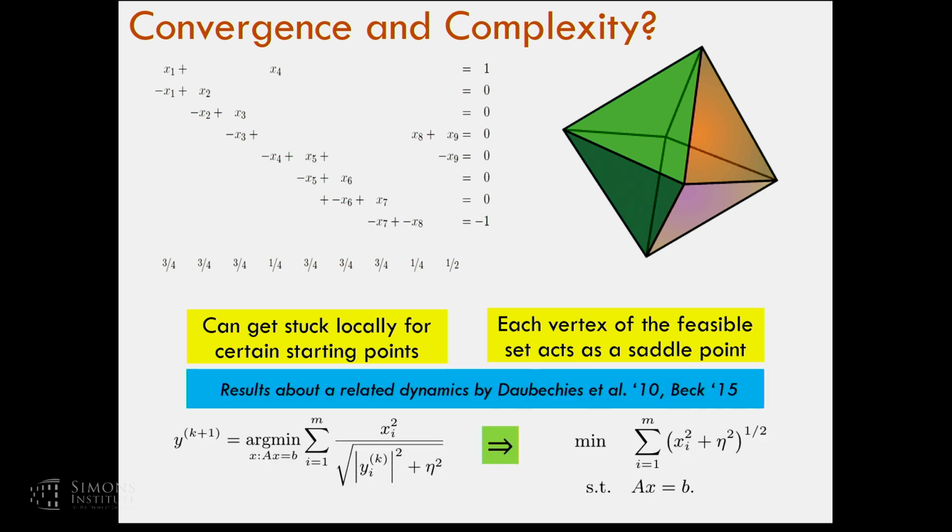In some related work by Ingrid Daubechies and her co-authors, and more recently by Beck, they considered a modification of this IRLS rule, where they add some small noise parameter in the denominator and give some results about the convergence of this dynamics with good starting points. However, the problem that they solve is slightly different than finding the L1 minimal point over the subspace.